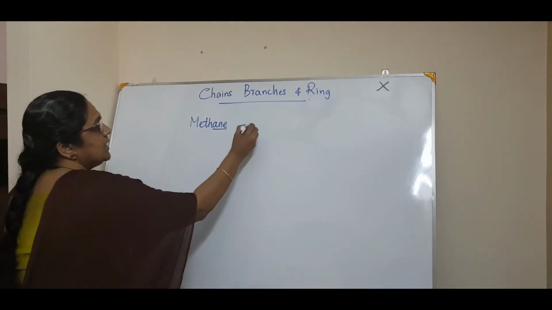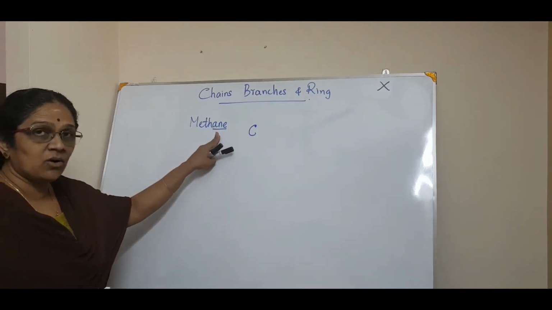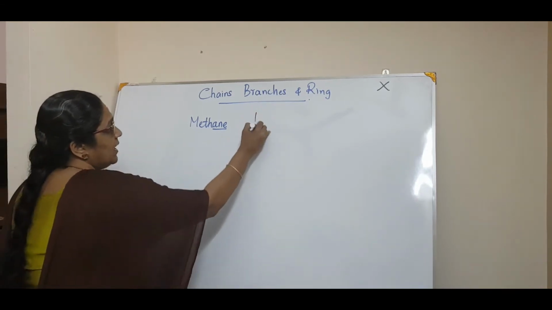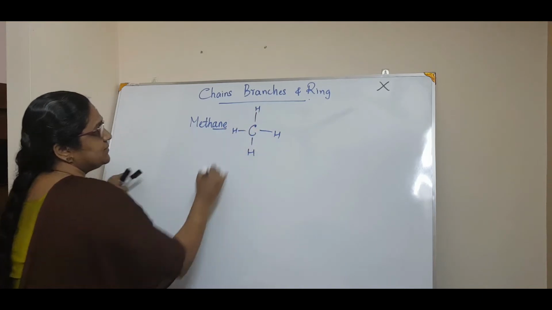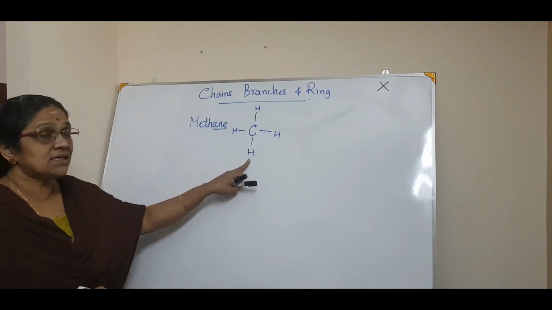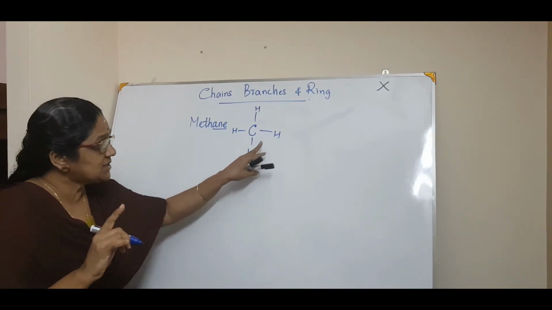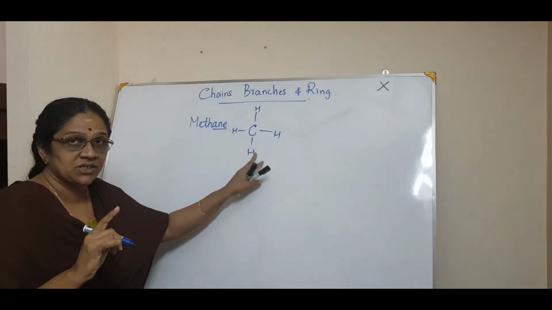Now methane, if it is one carbon atom, and if it is a saturated compound, it should contain 4 bonds, isn't it? And that too satisfying the hydrogen, isn't it? So, this is the structural formula. This is a structure, isn't it? So, this you can call it as a structural formula.